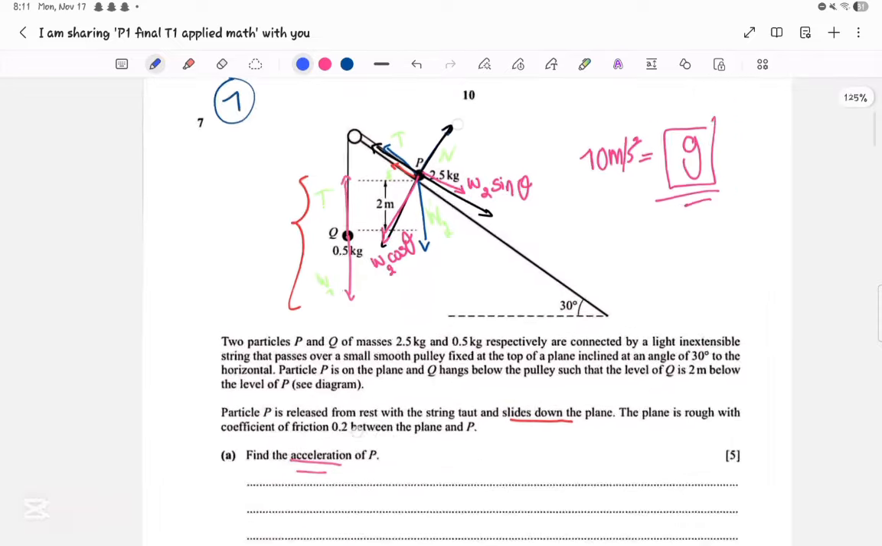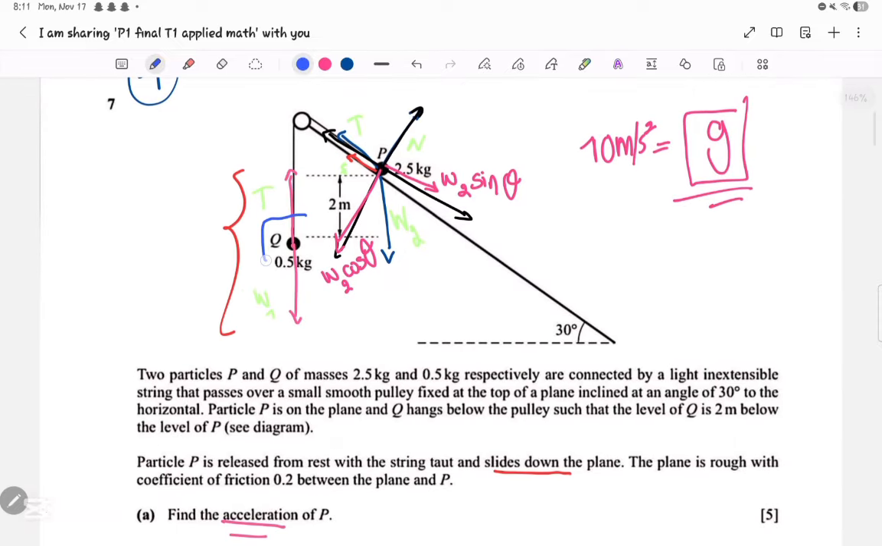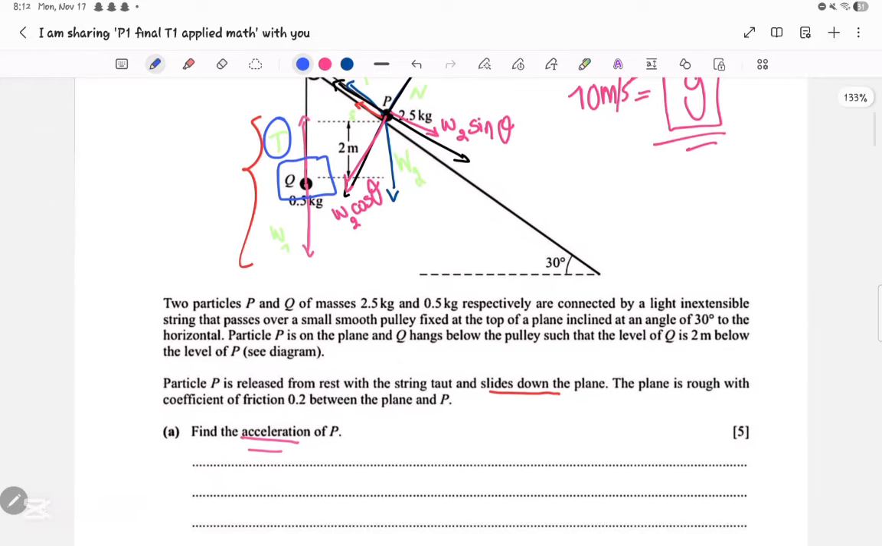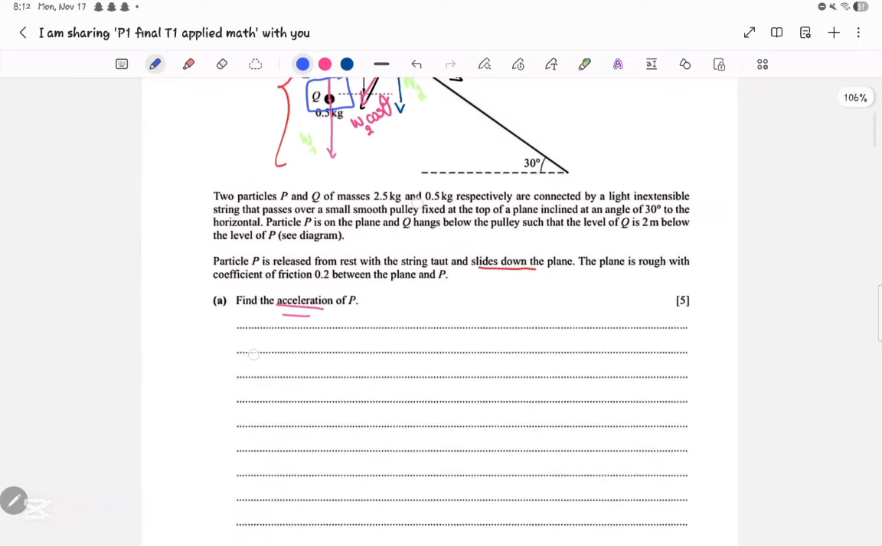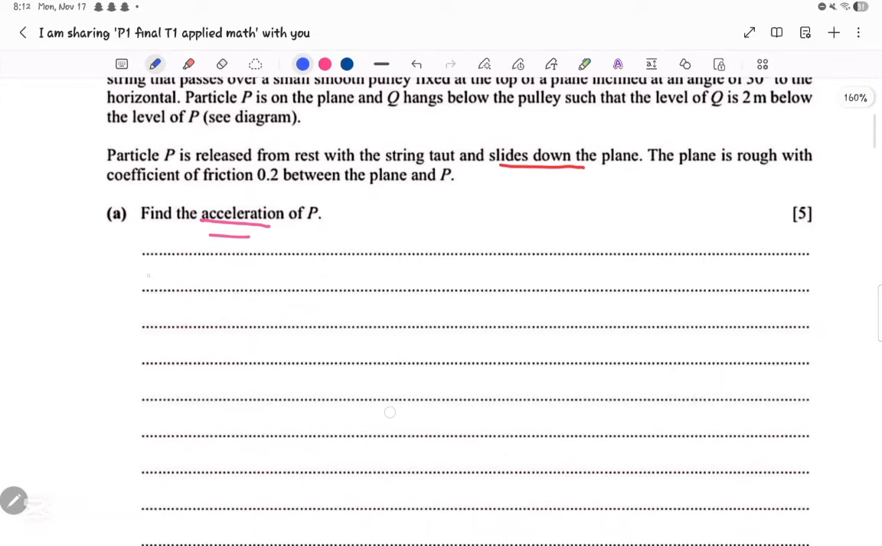First of all, before I focus on P, let me focus on Q. Why? In Q, I'll be able to find the tension, and thus I will relieve a great weight off of my shoulders if I find the tension, because the tension here is the same as the tension here. So what can I say about particle Q? I'm going to write over here for particle Q.